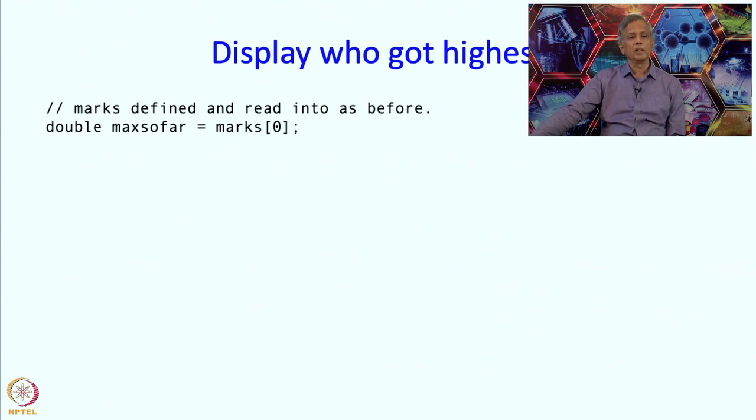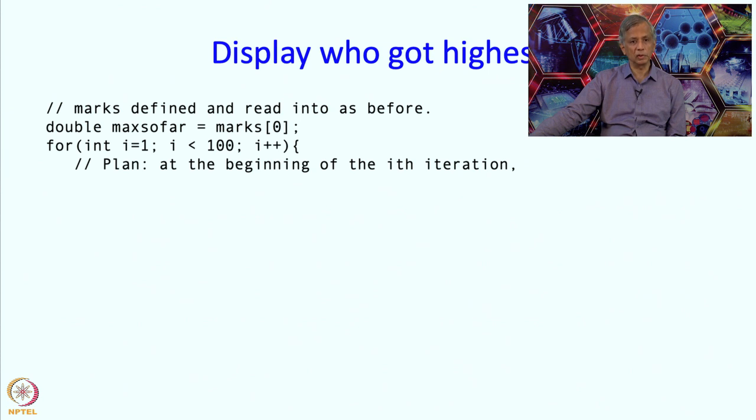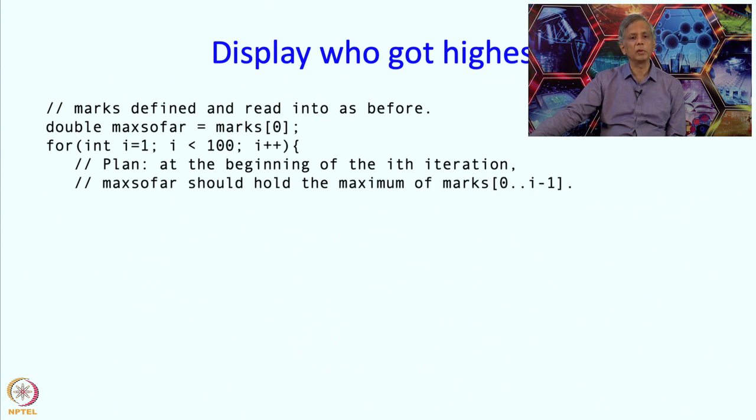Okay. So for this, we are going to have a variable called max so far. Max so far we are going to initialize to 0. And the way to interpret this is that at the beginning of the ith iteration of this loop, we are going to make sure that max so far holds the maximum of the marks between 0 and I, or 0 and I minus 1.